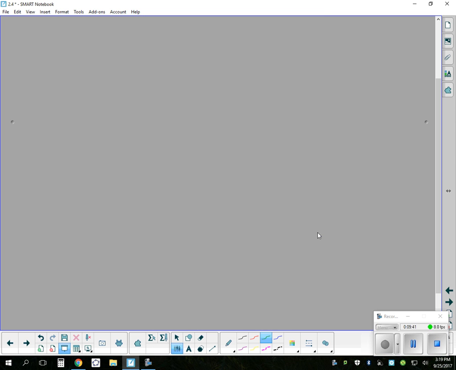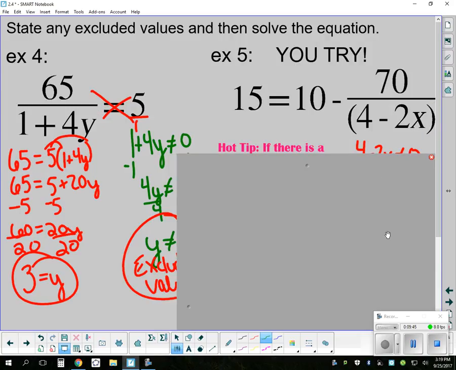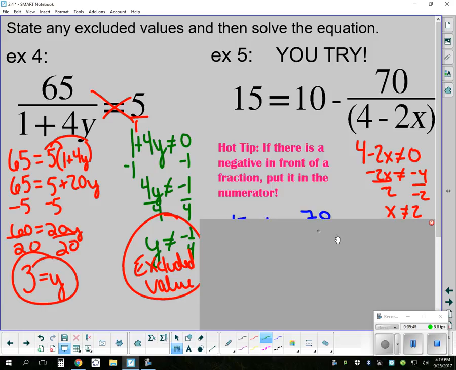Okay, let's check this out. Let's block some of it off so we don't have so much to look at. So first of all, the hot tip. Actually, before the hot tip, let's just do the excluded value. So your denominator over here, you set it not equal to 0. Subtract 4 on both sides. Divide by -2 on both sides. Your excluded value is x cannot equal 2.